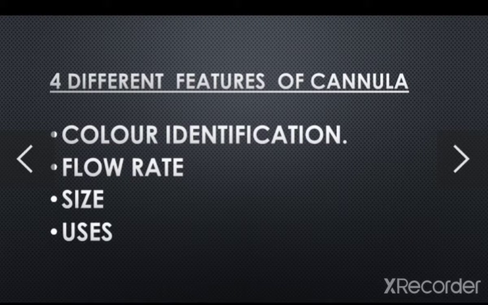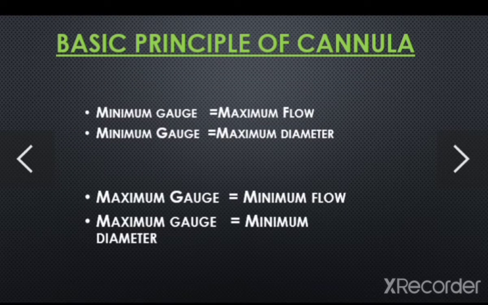There are mainly four different features of the cannula. First is the color identification. We can differentiate the cannulas according to their different colors. Next is the flow rate. Every cannula has its separate flow rate according to the size. And next is the size. Sizes vary from 14 gauge to 26 gauge. And the next is uses. Every cannula has separate uses, like some are valid for adults and a few are for neonates or infants.